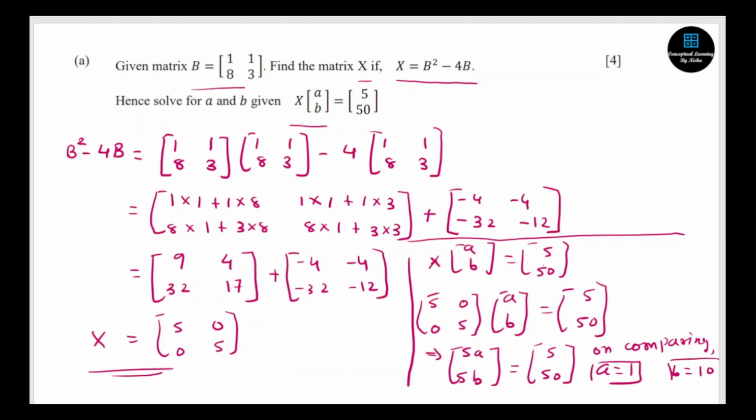So you just show that last step. Okay, how do you get that? So I got the value of a and b.